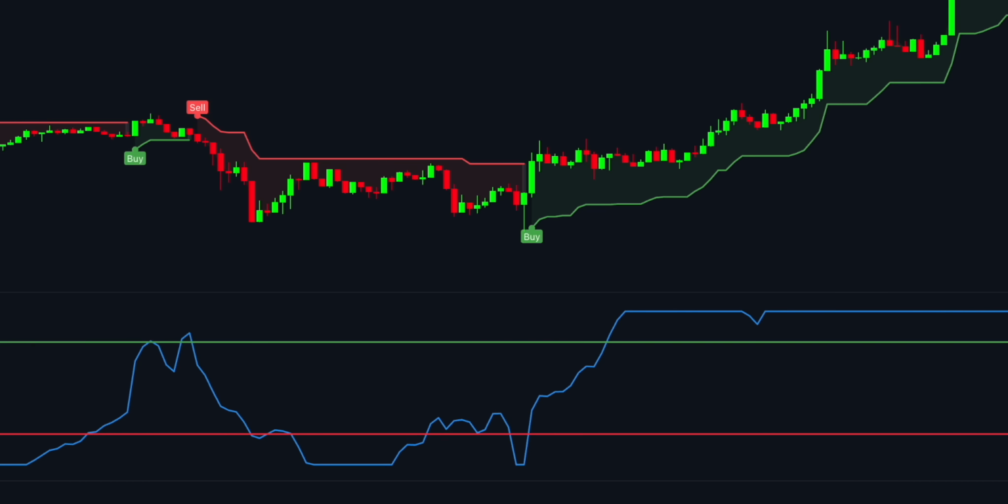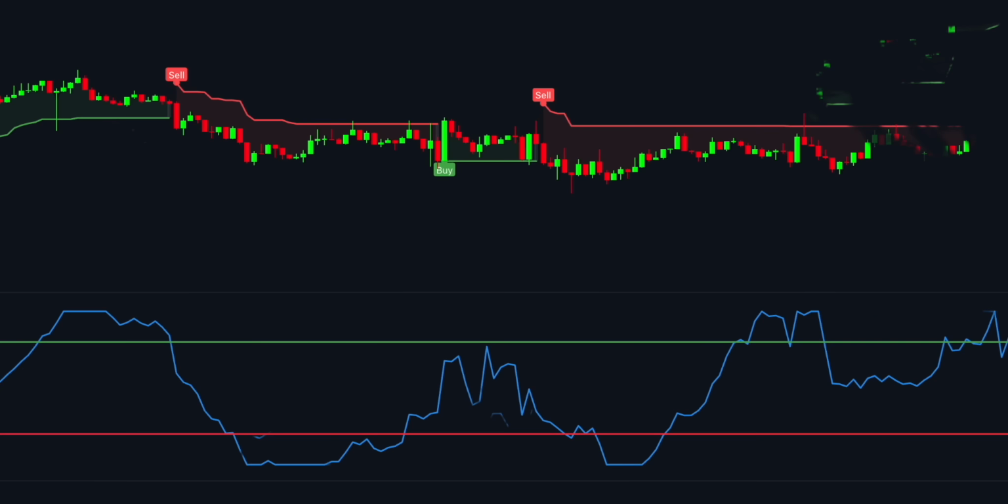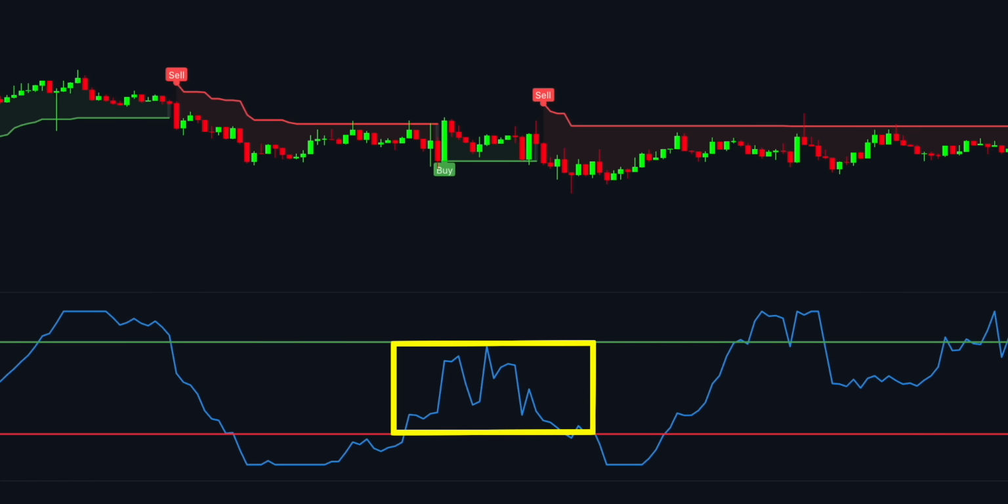Overbought conditions are usually seen when the Laguerre RSI is above a certain high threshold, like 80, suggesting a potential price pullback. Oversold conditions are spotted when it falls below a certain low threshold, like 20, indicating a potential price bounce back. By using the Supertrend to identify the trend direction and the Laguerre RSI to find overbought and oversold conditions, you can get a well-rounded view of the market.